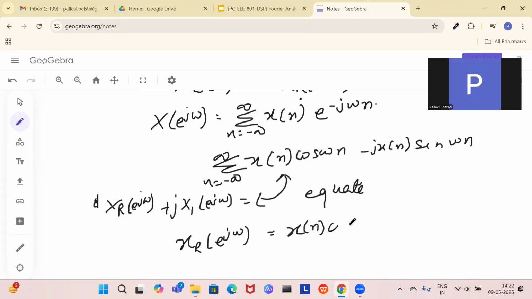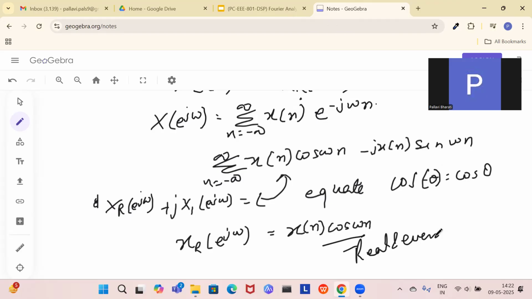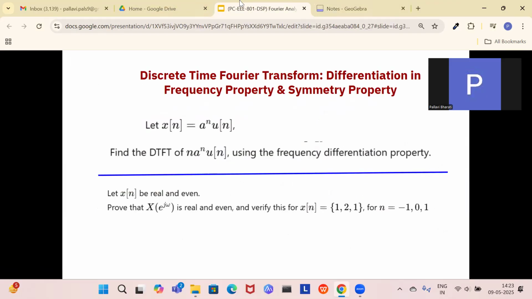the summation of x[n] into cos omega n. So cos, you know, it is an even function. So this whole thing is going to be real and even. So you can take it in this manner. Got it? You know that cos omega n, if you take cos of minus theta, it is going to be cos theta itself. So this part is the real and even part. Now you can easily do it for this signal also.